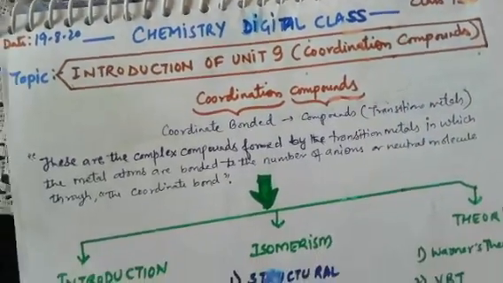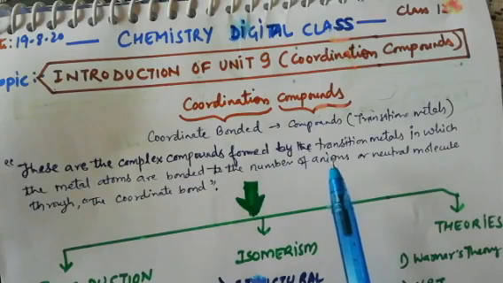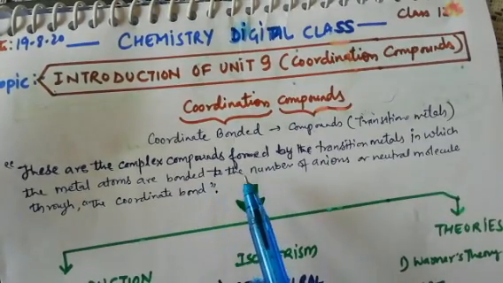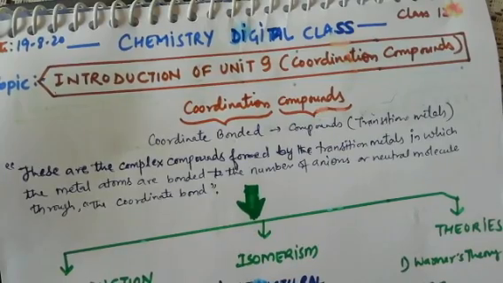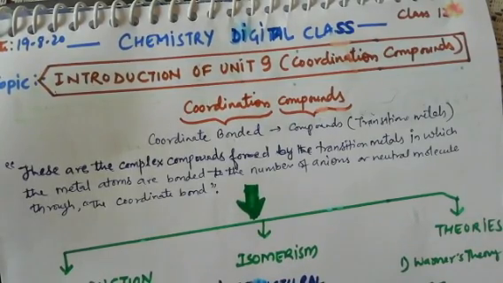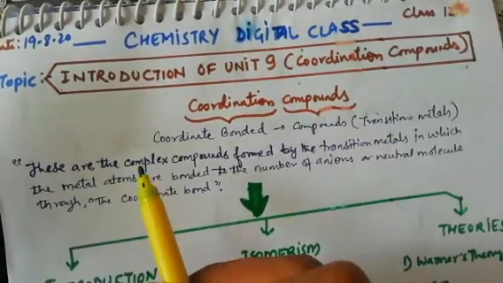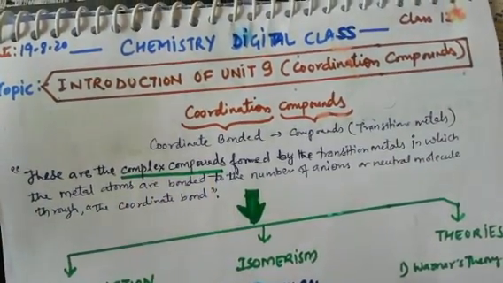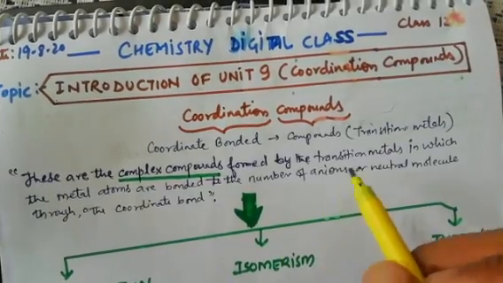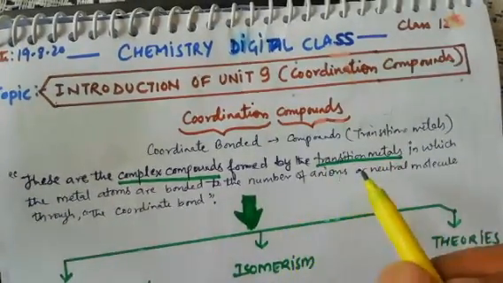So what is a coordination compound? These are complex compounds formed by the transition metal, in which the metal atoms are bound to a number of anions and neutral molecules through coordinate bonds. We will discuss what is most important. These are complex compounds, large compounds, formed by transition metals, D block elements.